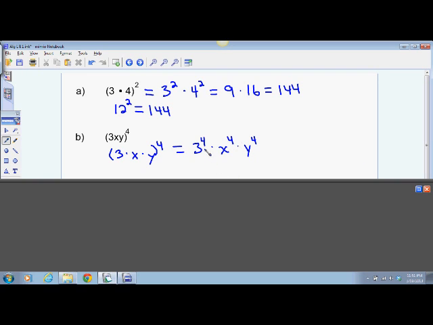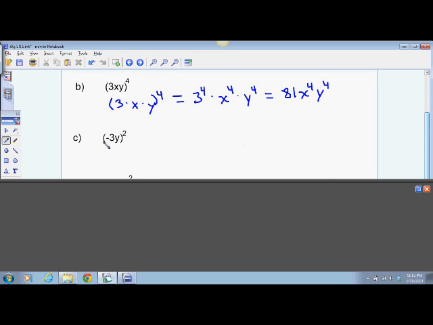Now read the directions when you're given your problems, because if they say write your answer as a power, this is fine. My guess is that in this case it would say simplify, so you want to take it out as far as you can. Since 3 to the 4th really isn't that big of a number, 3 times 3 is 9, times 3 is 27, times 1 more 3 would be 81. I would probably write this as 81 x to the 4th, y to the 4th. Let's look at another example.